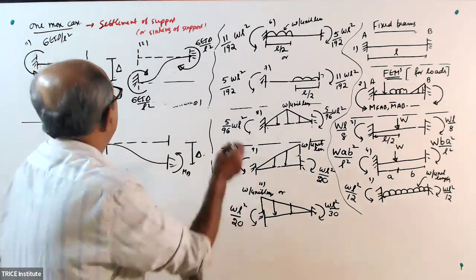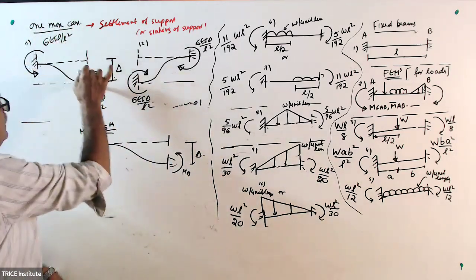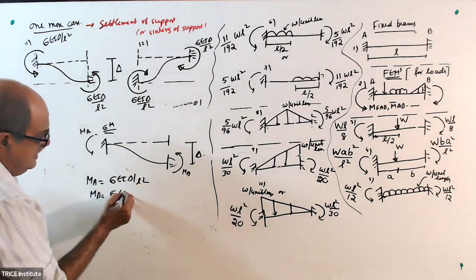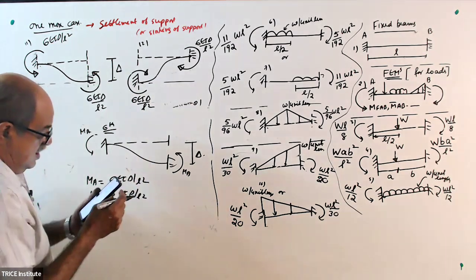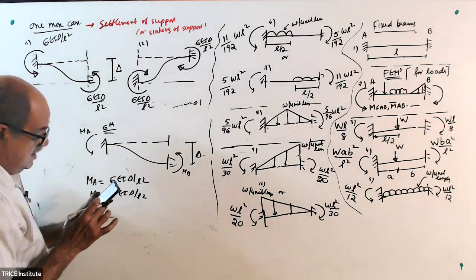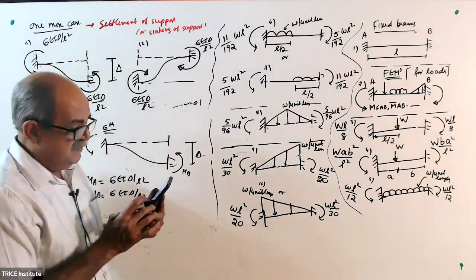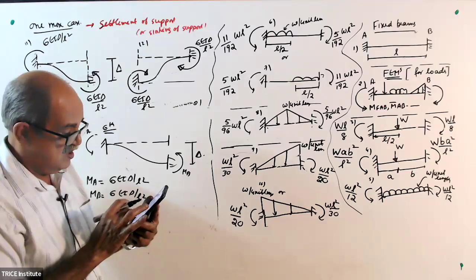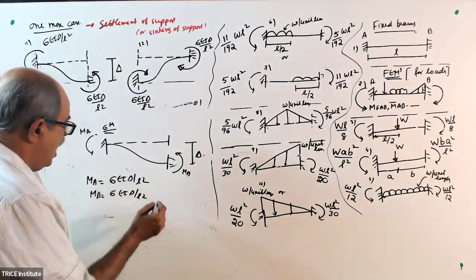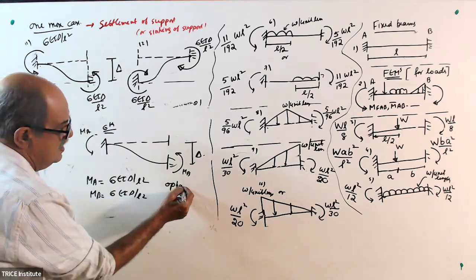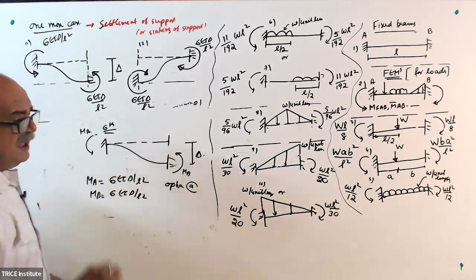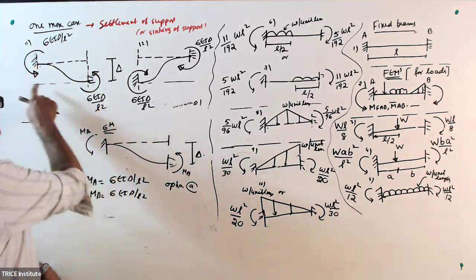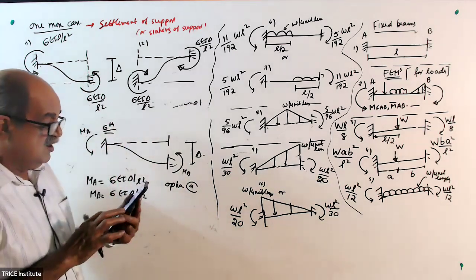You know the answer. See, it is this case. MA and MB both are 6EI delta by L square. So the correct option is 6EI delta by L square. Both are correct. So option A is the correct answer, where they told MA is 6EI delta by L square, MB also 6EI delta by L square. Over. Next question.